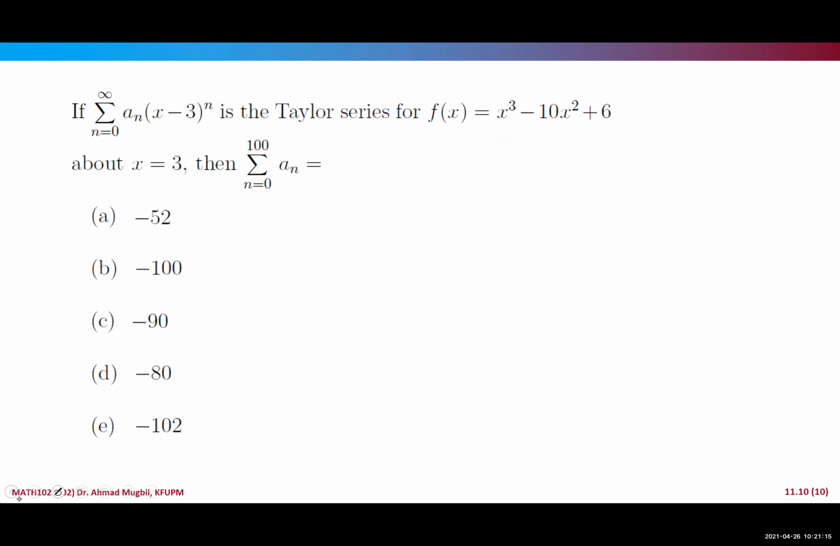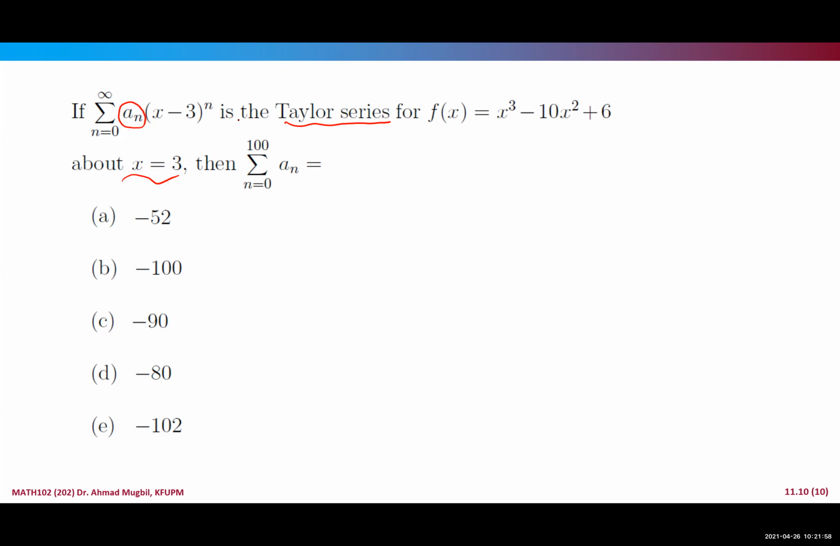Let's take now another exercise. I think it is good for you to practice. So think about this, guys. How to solve it? I will give you like 3 to 4 minutes to think about it. Read it carefully. If this is the Taylor series of this function about x equals 3, it is clear that it is about x equals 3, because you have here x minus 3 all to the power n. The question is what are these coefficients? Because we are talking about the Taylor series for this function. Then what is the question? The question is what is the summation of the coefficients from 0 to 100?